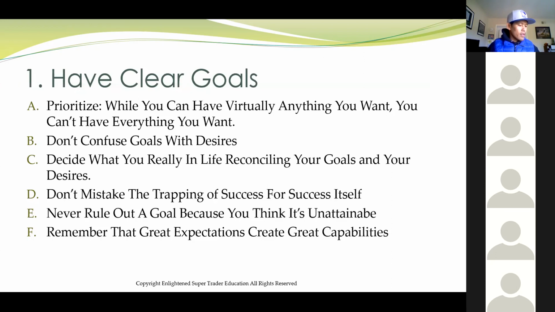All right. C, don't mistake the trappings of success for success itself. Achievement orientation is important, but people who obsess over, say, a $1,200 pair of shoes or a fancy car are very rarely happy because they don't know what it is that they really want and hence what will satisfy them. So how can we relate that to trading?